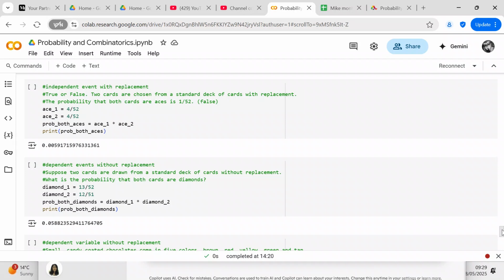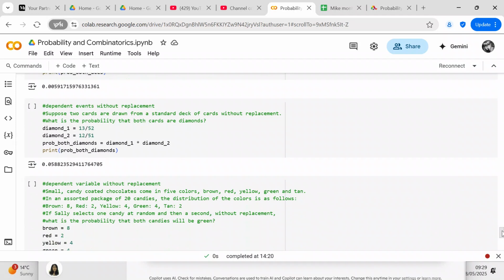Now we're going to get into the dependent events, and dependent events means there's no replacement. Suppose 2 cards are drawn from a standard deck of cards without replacement. What is the probability that both cards are diamonds?